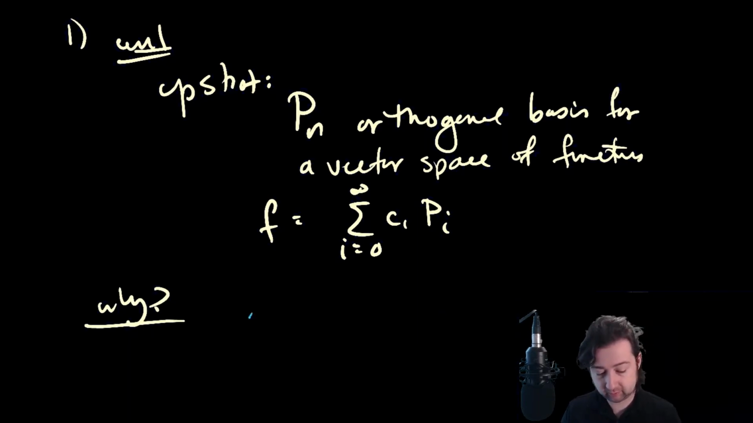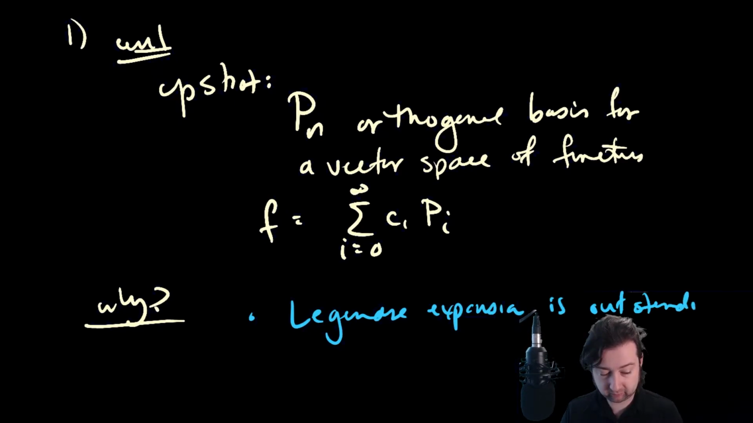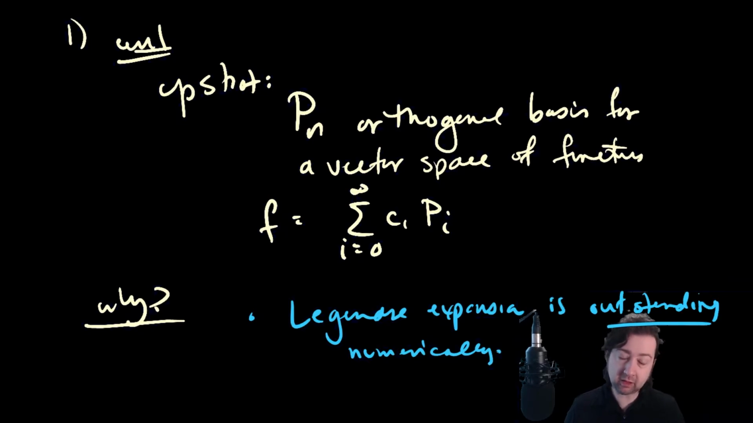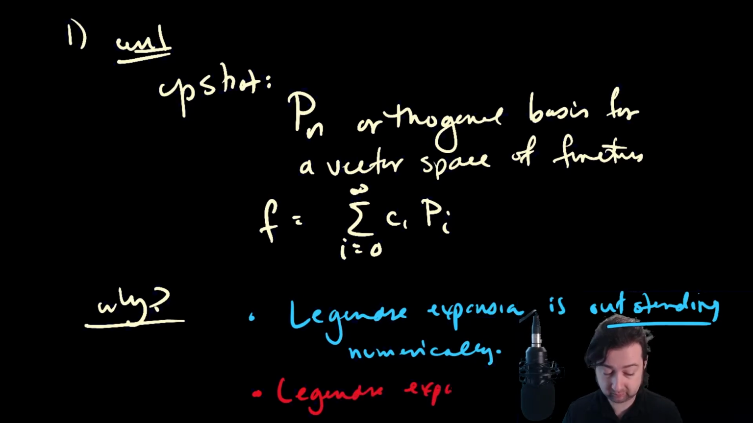So why do we do that? The big reason is that a Legendre expansion is outstanding numerically. The downside is that Legendre polynomials are not good at approximating functions that wiggle around too much. So Legendre expansions aren't good at modeling periodic functions or oscillating functions.